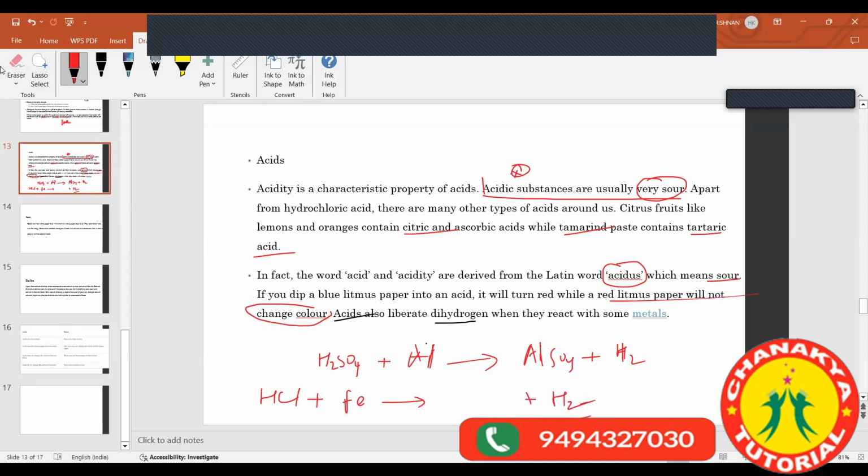H2 will come. We are very sure that H2 will come. But one blunder mistake is here. Can anybody tell me? On the left hand side, there is only one H, right? So I have to balance the equation now. What can I do?